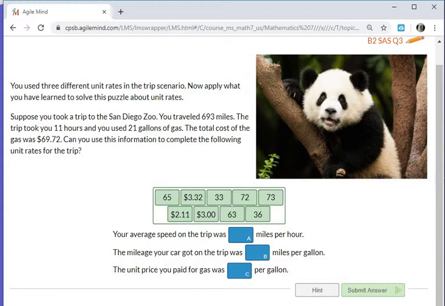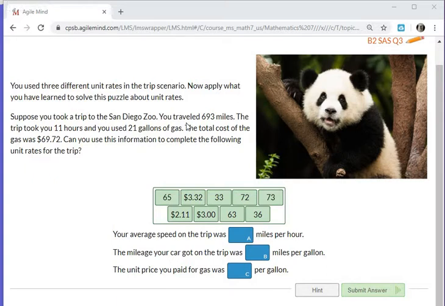If you're watching the video, you can pause it and work with your group to solve this problem. And that's what we're going to do now. So I'm going to pause the video.